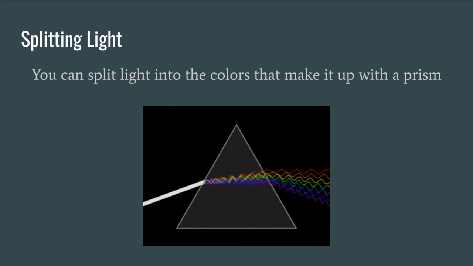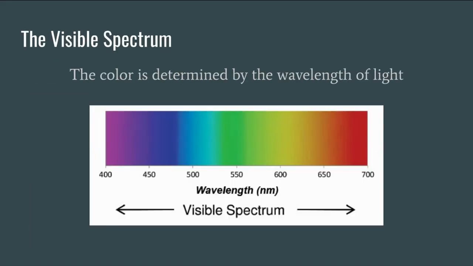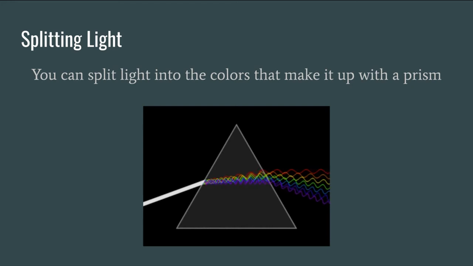Okay. Now, you notice that white light wasn't on there, right? See, there's no white light on there. What actually makes up white light is all of these different colors. White light is actually every color combined into one. And you can split light using a prism, and we will do more on that soon.